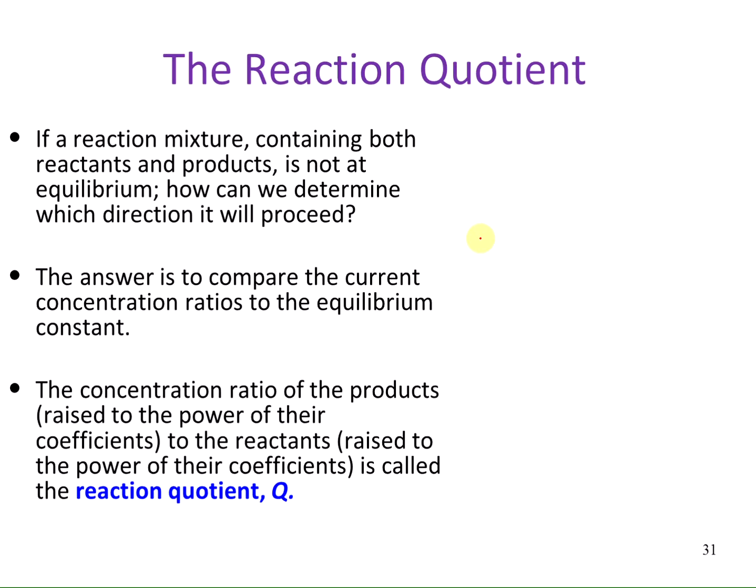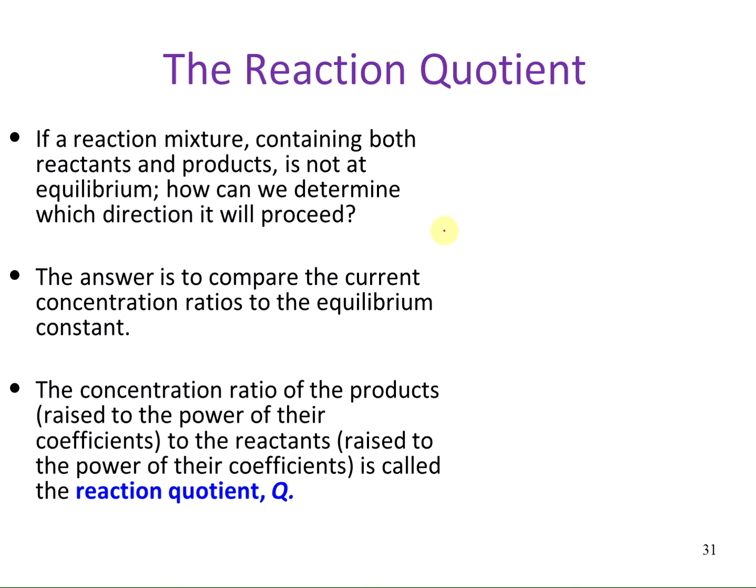Now another thing that we will need to use when we talk about equilibrium is the reaction quotient. The reaction quotient is an expression of the products over reactants, but it's not for an equilibrium. So if a reaction mixture containing both reactants and products is not at equilibrium, we need to be able to determine in which direction it will proceed. Do we need to make more product or do we need to make more reactant?